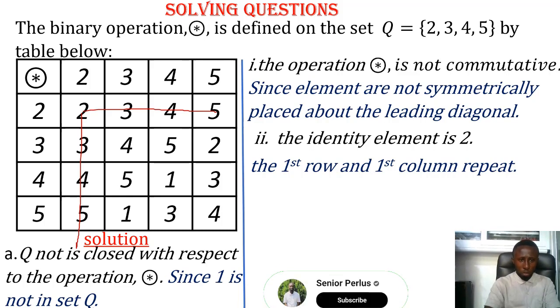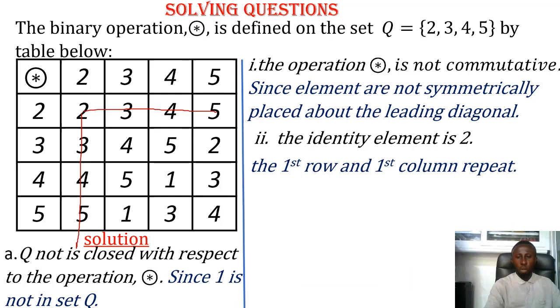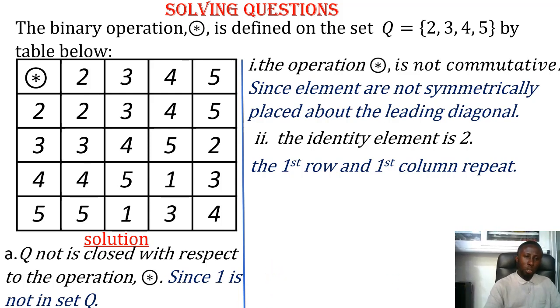You say 2 star 2, which means the identity element is 2. So therefore, the identity element is what? 2. If it were 2 star 3, if they repeat, then the identity element here would be 3. So our identity element here is 2. That's as easy as that. That's how we watch it. The first row and the first column repeat, therefore it's happening on 2. So the identity element is 2.